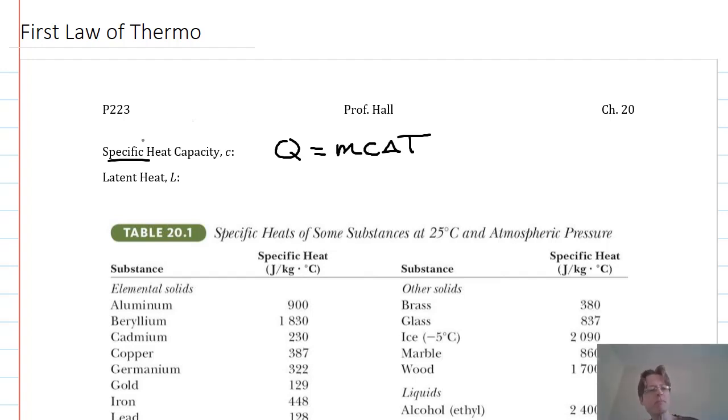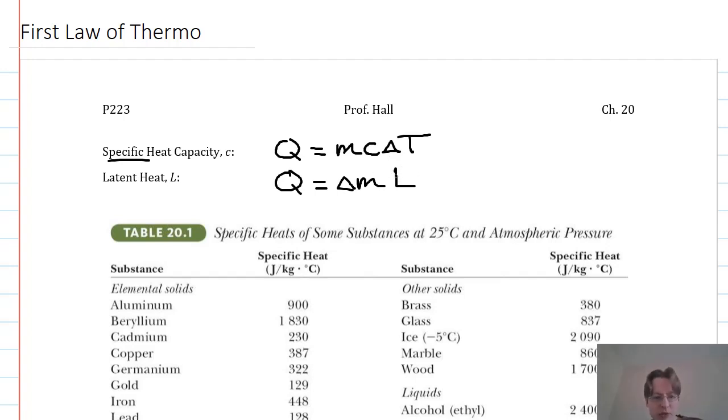So to calculate the Q that's needed in a phase change, there's no delta T involved, it's a delta M. You're creating a certain amount of steam, that's the delta M value, the steam being produced, and you multiply by a number which is called the latent heat, L.